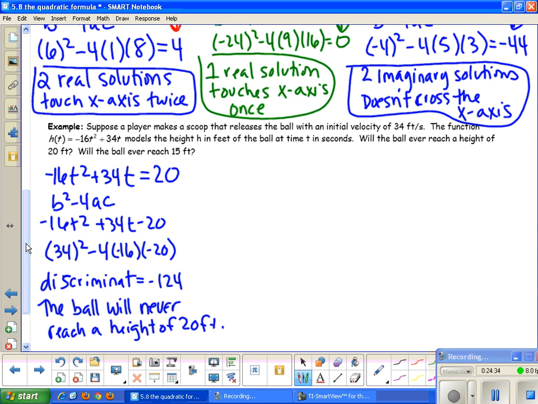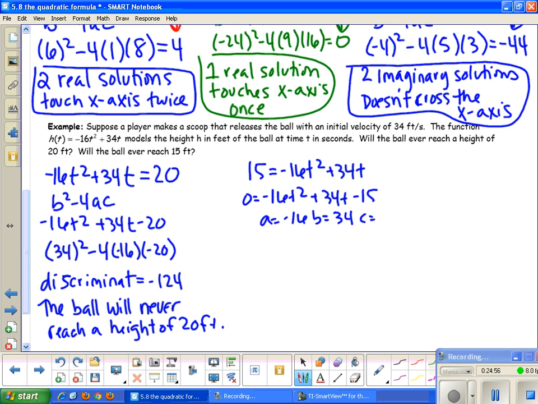So if I plug in 15, I'm just putting it on the other side. So I would put it in standard form first. So A is negative 16, B is 34, C is negative 15. So B squared minus 4AC. My B is 34, A is negative 16, C is now negative 15. And when I do this out, I get 196 underneath my radical for my discriminant. So that means that my ball can reach this height.